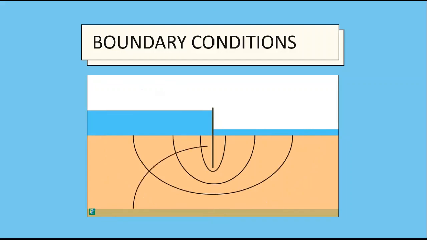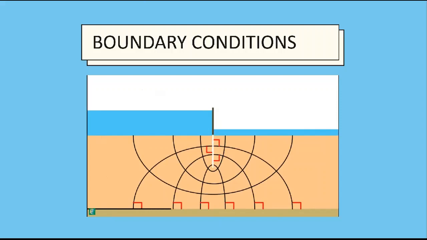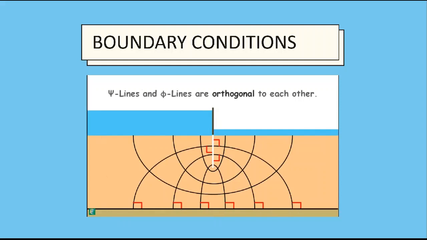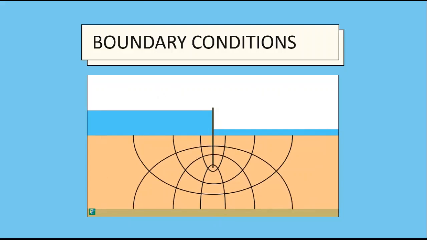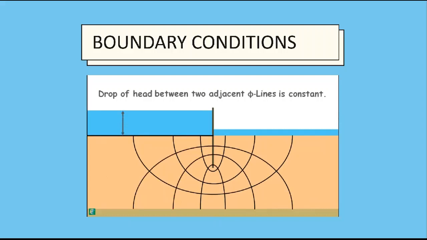For the same reason, all equipotential lines must meet the impermeable boundaries at right angles, because the impermeable boundaries are flow lines, and flow lines meet equipotential lines at right angles. These equipotential lines are drawn in a way that drop of head or loss of head between two adjacent equipotential lines is constant, which means if head at the first equipotential line is 15 meters, and after the first equipotential line, the head has dropped by 2 meters, so the next drop should be also 2 meters, and so on.